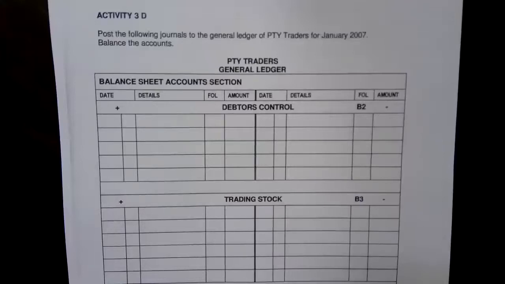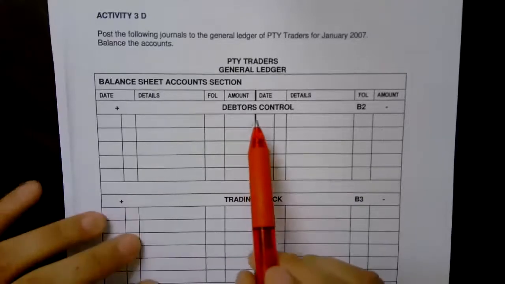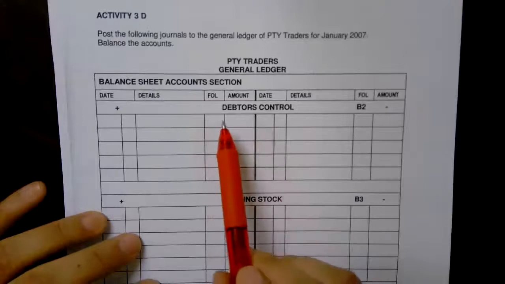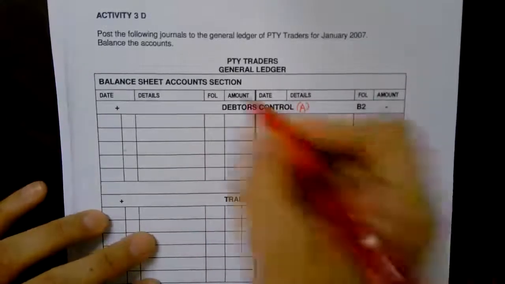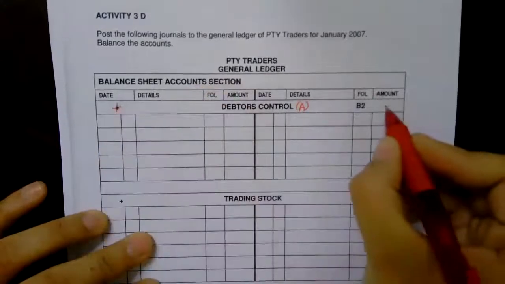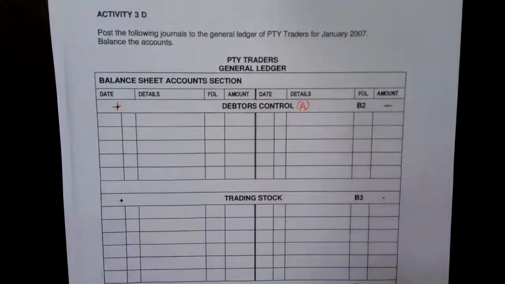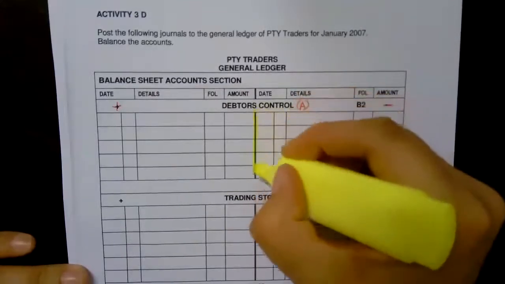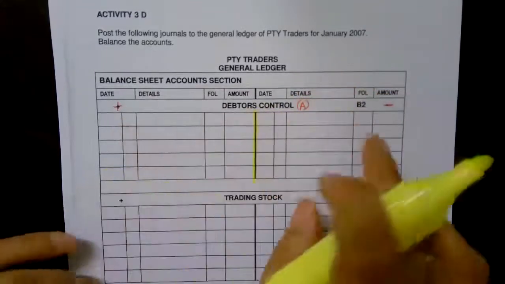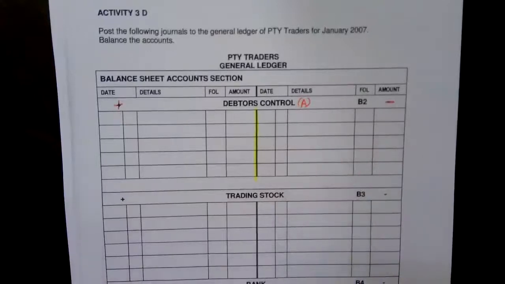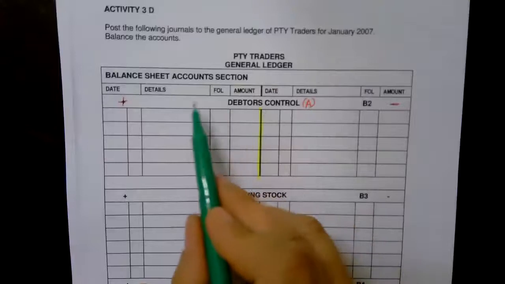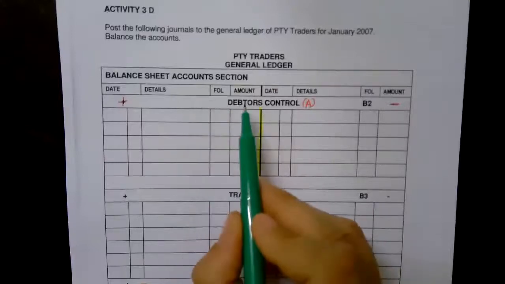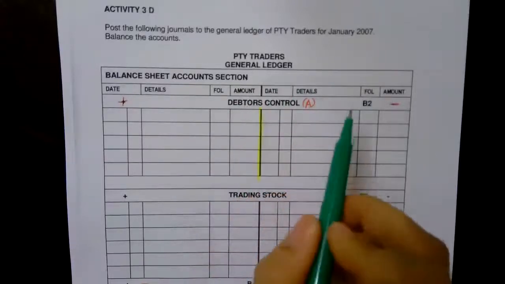Okay, so let us start with the debtors control. Debtors control is an asset. That's why it is debit plus, credit minus. And for those that do not understand accounting, remember this middle line here separates the debit side from the credit side. So remember what I taught you. Debtors control is always debited, and when the debtor pays, it will be credited.